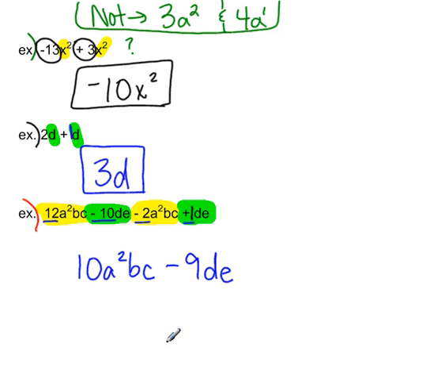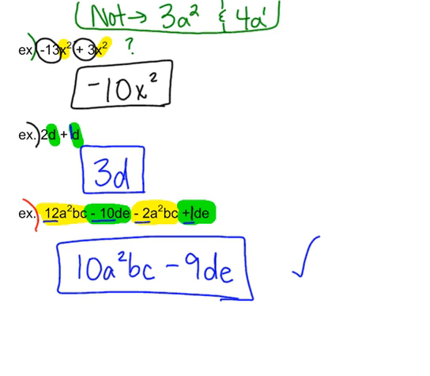The de. Now I can't combine these together. This is not a 10 and a negative 9. They cannot go together because they do not share the same variables. This would be my final answer. It's as far as it can go.